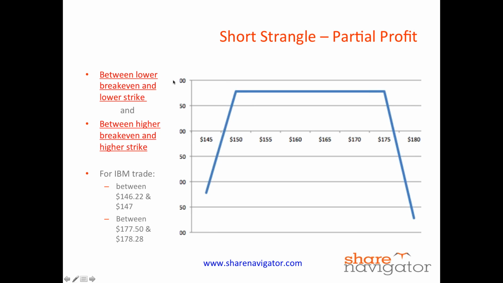Partial profit. So as you can see here, our max profit is achieved at the two strikes that we picked. But below this strike price here, the 147 strike, we still achieve profit when the shares finish between the break-even, which was 146.22 and 147. And then on the upper side, if the shares finish between 177.50 and 178.28. So that's how you get into a partial profit position.